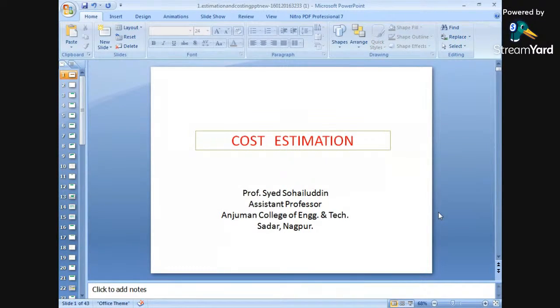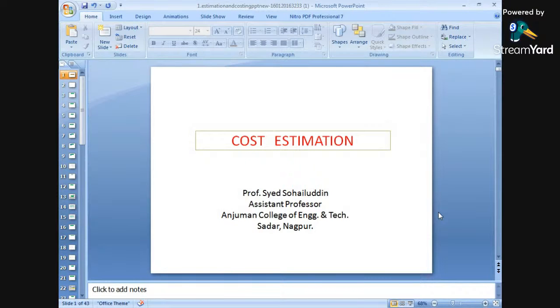Estimation plays an important role because we have to find out the quantities required in any structure to execute a particular type of work, how much quantity will be required to execute the work, and what should be the rates for executing that particular type of work. Different methods are there to find out the cost of any structure, and with the help of those methods we will have some basics regarding how to find out the cost of any structure.